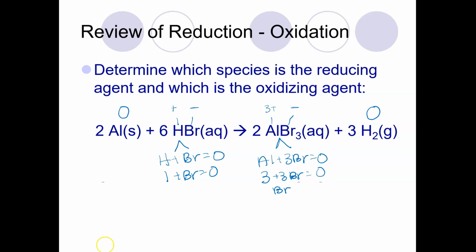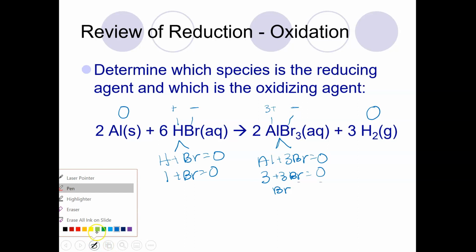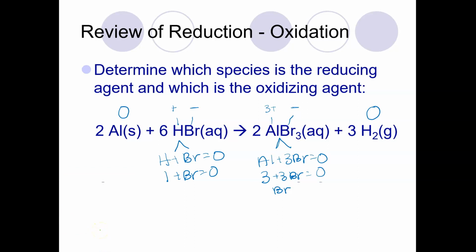Okay, so what we're doing is we're looking for the element that is becoming more positive and the element that is becoming more negative. Now, in this situation, we have 3 elements, aluminum, hydrogen, and bromine. One is becoming more positive, one is becoming more negative, and one isn't changing. So the one that's not changing is not oxidized, it's not reduced, it's just hanging out. So the 2 elements that do change are aluminum and hydrogen. Bromine does not. So as far as we're concerned, we don't really care about bromine.